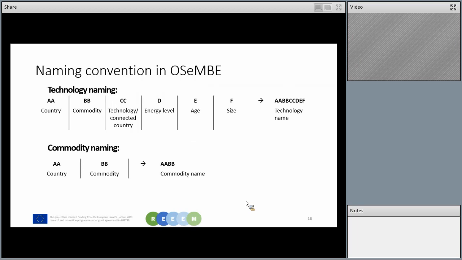So where the existing capacity is consisting out of the old version, but newly installed capacities will be the new version. And then we have the size for power plants, where the characteristics vary depending on the size. The same logic applies for commodity naming. So we have first the country and then the commodity, so that we end up with a name like, for example, ATCO for Austria coal.